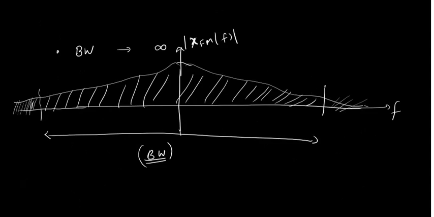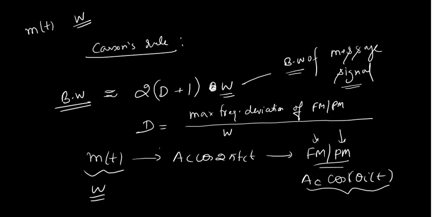Theoretically, we have seen there will be frequency components of all frequencies from fc to fc. We have seen it, right? But most of the energy will lie within this bandwidth, which is called bandwidth, which we evaluate using Carson's rule.